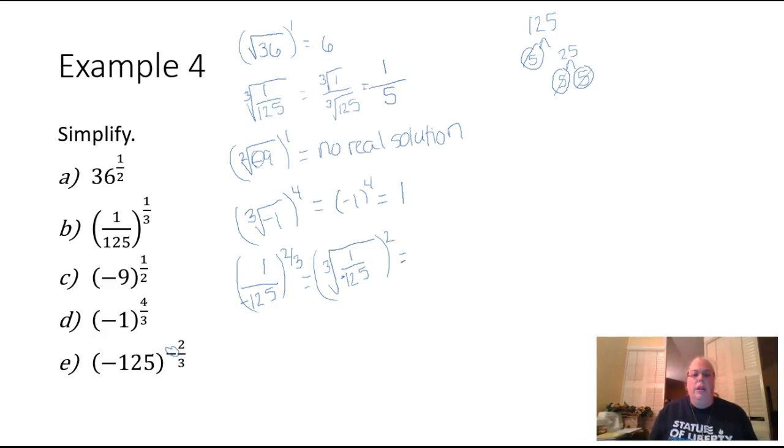Well, fortunately, we've already done the cube root of 1 over 125. That was 1/5. And if we're going to do 1 over -125, this is just going to become -1/5, which we're going to square. Well, that's just -1/5 times -1/5, which is going to give me 1 over 25.